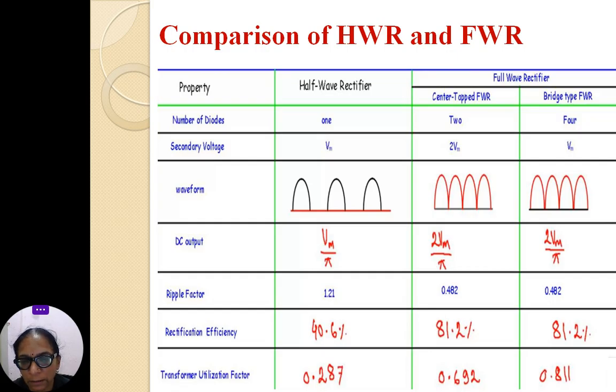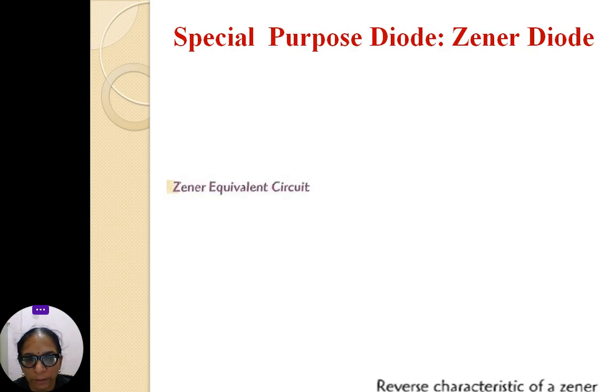Ripple factor is 1.21 in the case of half-wave rectifier. In the case of center tap, it is 0.482. Rectification efficiency is 40.6 percent in the case of half-wave rectifier, and 81.2 percent in full-wave rectifier. Transformer utilization factor in the case of half-wave rectifier is 0.287. In the case of full-wave rectifier, center tap it is 0.692, and in the case of bridge, it is 0.811.